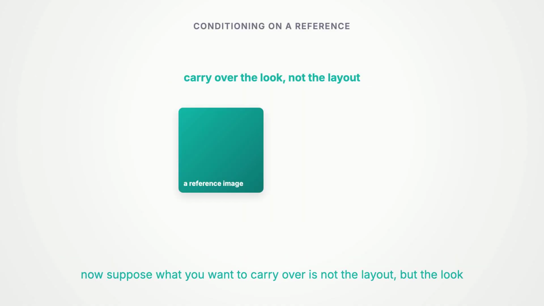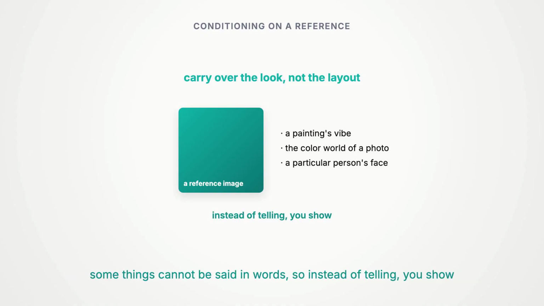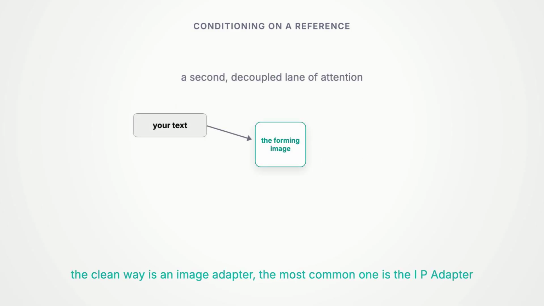Now suppose what you want to carry over is not the layout but the look, the vibe of a certain painting, the color world of one photo, or the hardest one, a particular person's face in scenes they were never in. Some things just cannot be said in words, so instead of telling, you show. You hand the model a reference image and say, make something new, but in the spirit of this. The clean way to do that is called an image adapter, and the most common one has a name you will run into, the IP adapter.